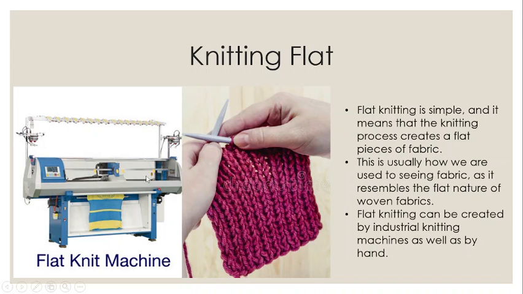Over here is a flat knit machine, an industrial machine used to knit very, very quickly. This is what it looks like in a commercial sense. What the flat knitting machine is showing on the left hand is actually a specific kind of knitting called piece knitting. So when we knit a piece of fabric, one of 2 things will happen.